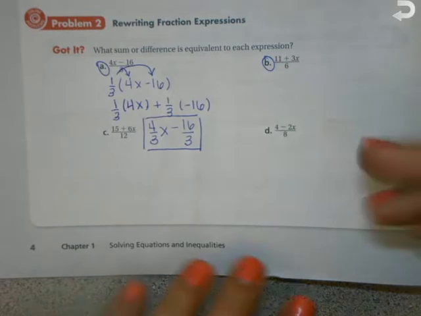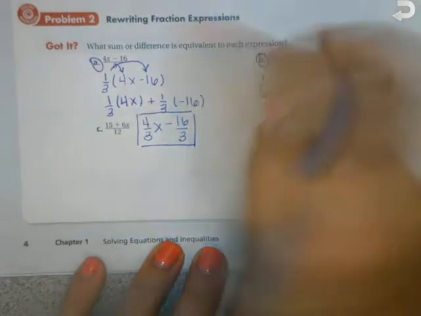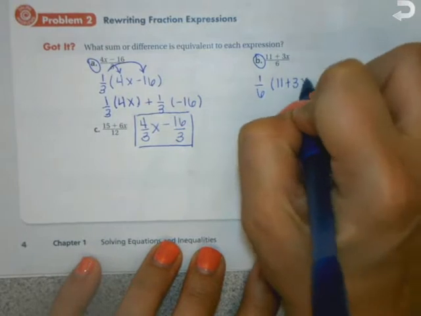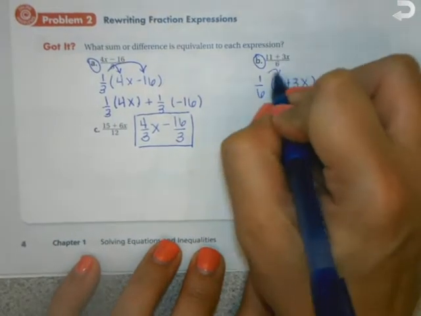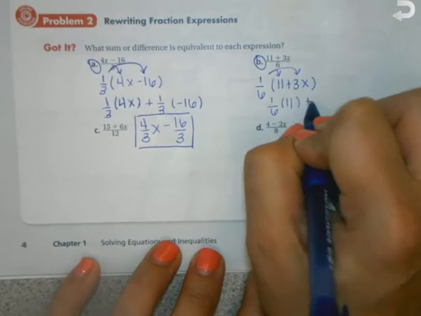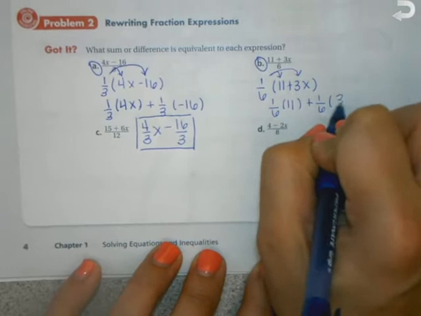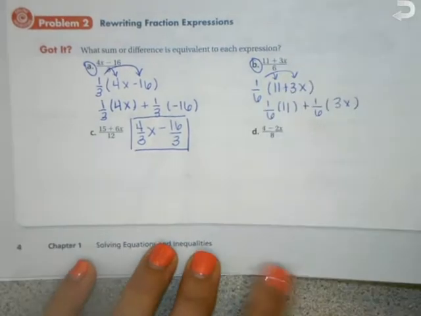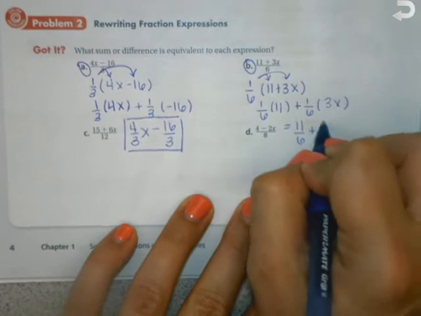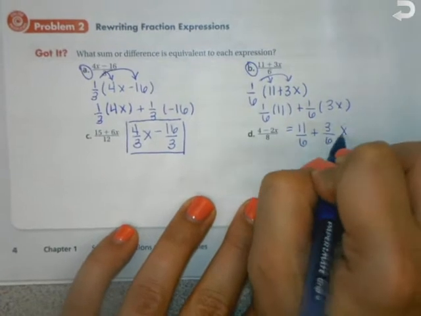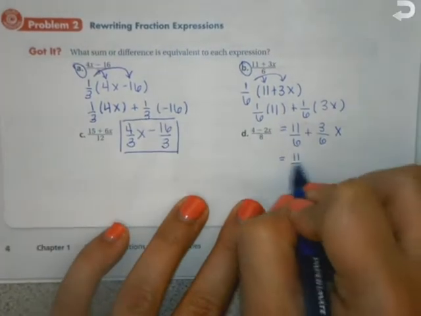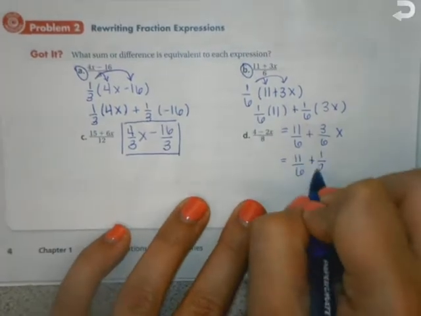We pull out 1/6, just like we did in part A. That leaves us with 11 plus 3x. And then we distribute. So that gives me 1/6 times 11 plus 1/6 times 3x, which gives me 11/6 plus 3/6x. Can I reduce? Yes, 3/6 reduces to 1/2, so 1/2x, and that is your answer.